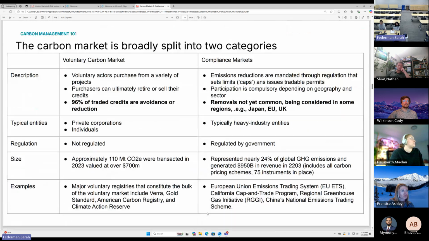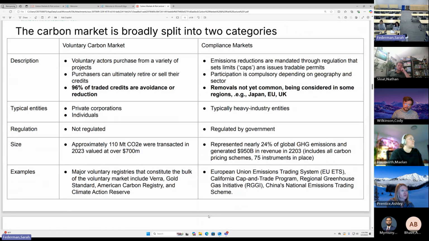And then we don't need to spend a lot of time here, but just so you're all aware, the carbon market, as we were speaking about earlier, is broadly split into voluntary markets and compliance markets. So compliance markets we're not going to be talking about in this class, except for right now. These are mandated through regulation, where you're setting a limit or cap on how much an industry, usually a heavy emitting industry, can emit, and then they can get tradable permits to buy credits under that scheme, and participation is compulsory. Removals are not that common in these markets, but they are starting to be considered in some regions like Japan, the EU, UK, and potentially Korea.